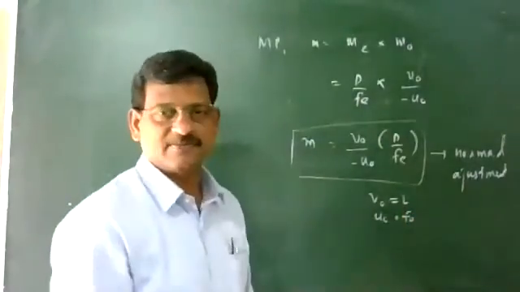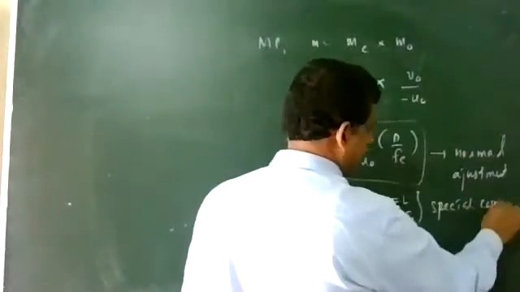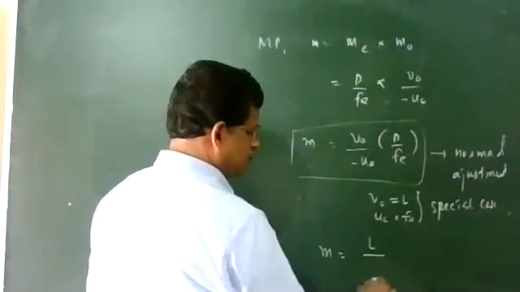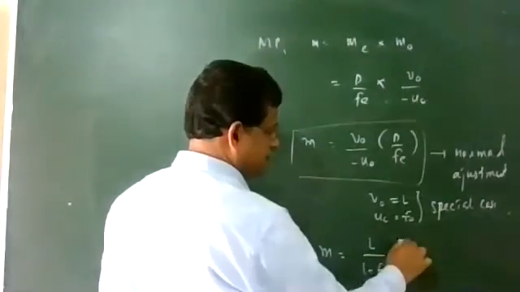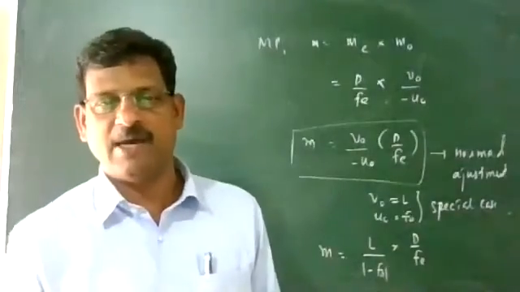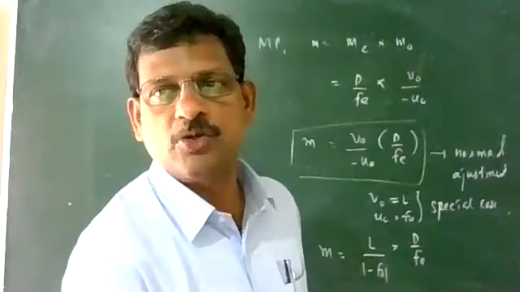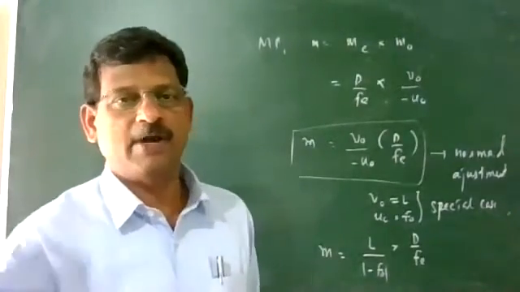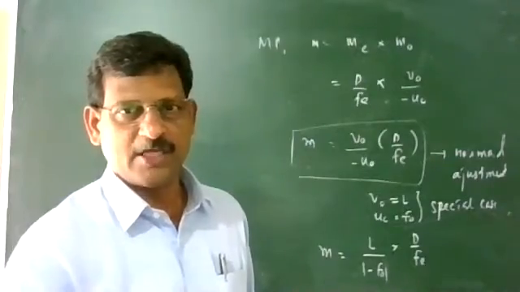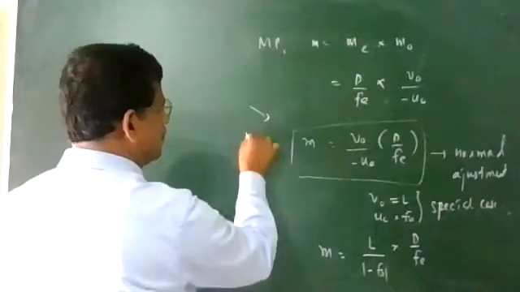That is a special case. So this can also be written as L, the length of the tube, divided by the magnitude of f naught, into D by f e. So what are the maximum and minimum values of magnifying power of compound microscope? Maximum when the image is formed at least distance of distinct vision. Minimum when it is formed at infinity. So this is the minimum value.